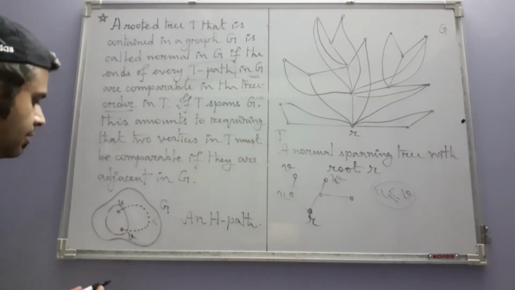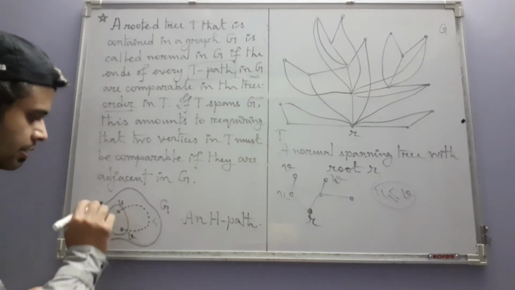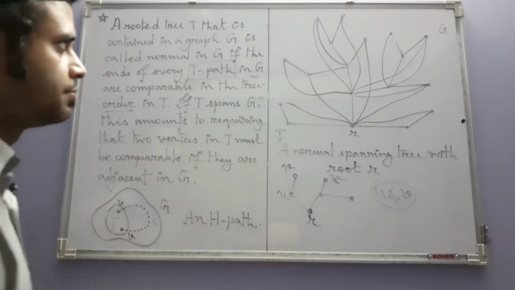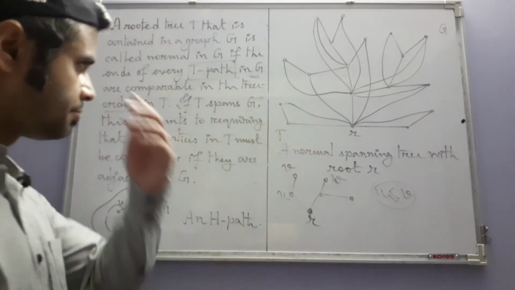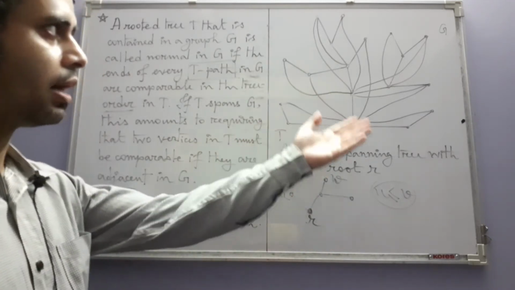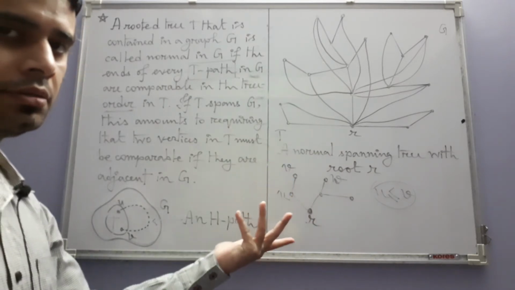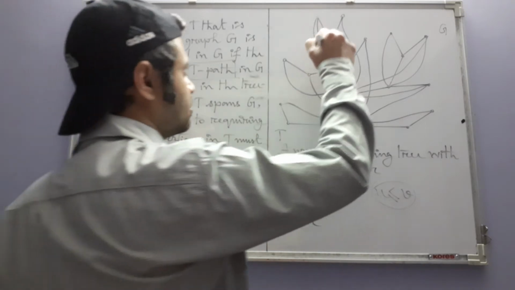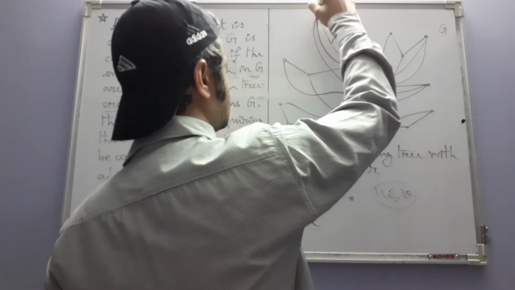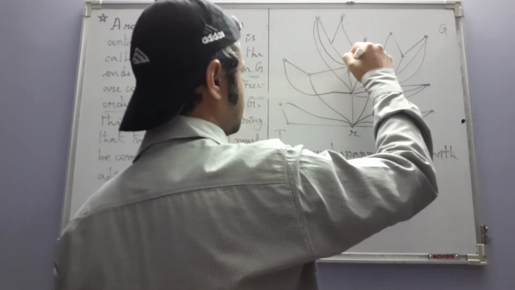So this is our T now. We now have to consider a T path which has only its ends in T. Now in this case, since the tree is a spanning tree, we don't have any vertex in G that is not in T. So any two vertices you choose will be in T itself. For example, you take this vertex and say this vertex.